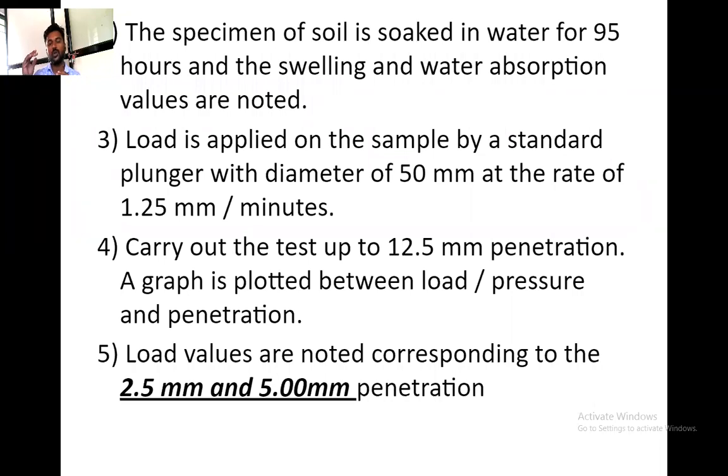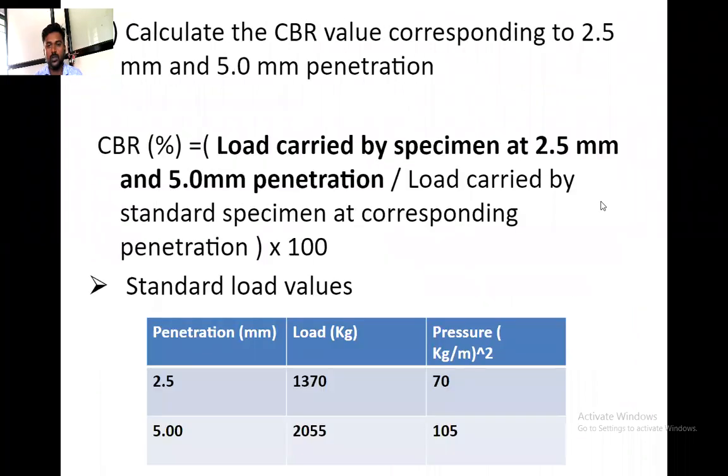Now we have to calculate how much the load should be for the standard value. For this test, the standard penetration values are considered as 2.5 mm and 5 mm. For 2.5 mm penetration, how much should the load be? And for 5 mm penetration, how much should it be? That we need to find out. After that, calculate the CBR value corresponding to the 2.5 mm and 5 mm penetration. For those two values, we need to calculate the CBR value.